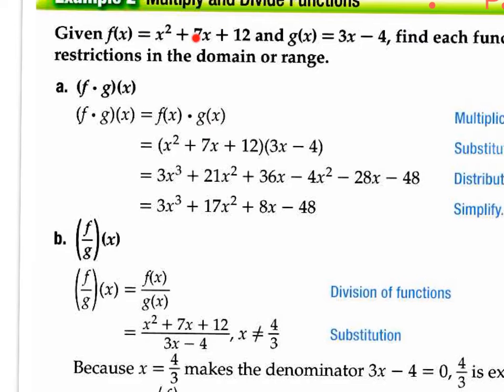So you simply take this guy and plug it in right here to f of x in parentheses. And you take this guy, plug it in for g of x in parentheses. And then you have to do a lot of distribution, a lot of combining like terms, and you're going to get this cubic polynomial answer. Okay. Likewise, f divided by g of x down here, f divided by g of x is really just f of x divided by g of x.